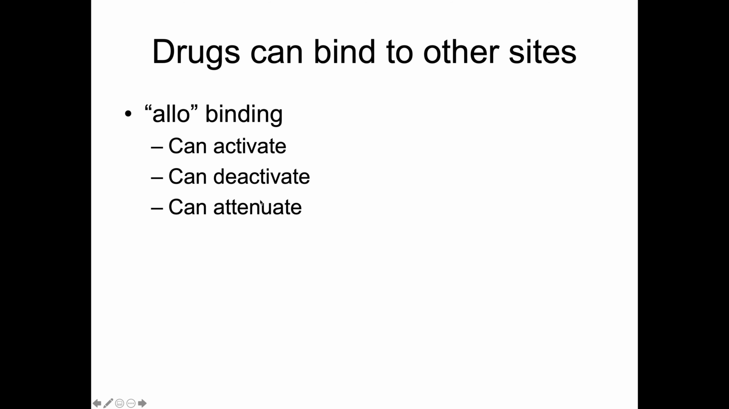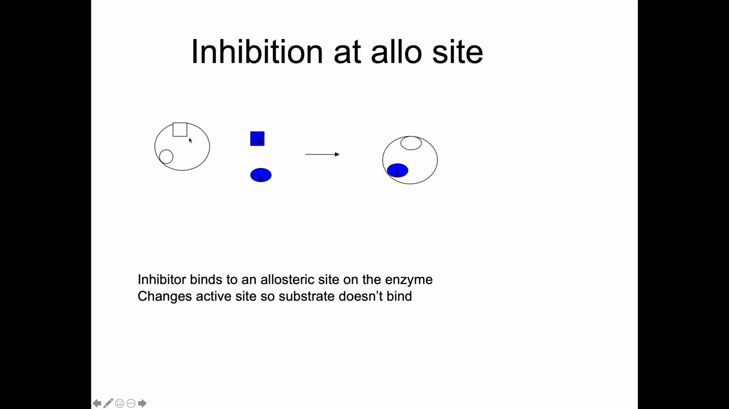They can also bind to other sites that are called allosteric sites. They can activate, they can deactivate, they can attenuate. Just to give you a cartoon picture, so this would be the active site of the enzyme. This is an allosteric site. This is the substrate. So the substrate would go in here. If this binds, though, you see how binding here changes the shape. Now the substrate can't get in. And again, it can open the active site, you can close the active site, you can turn it up, it can turn it down. These are just general concepts.